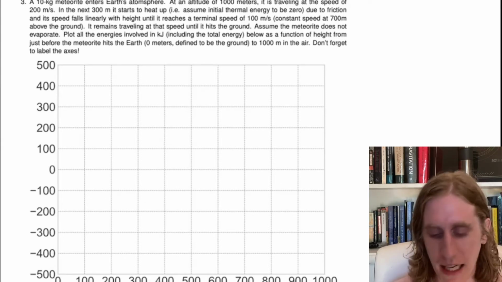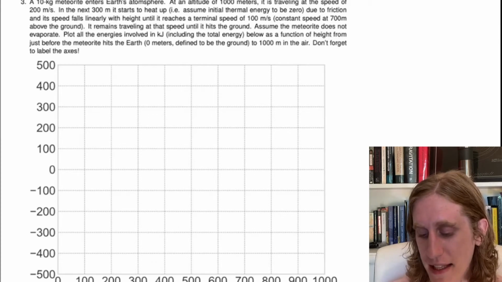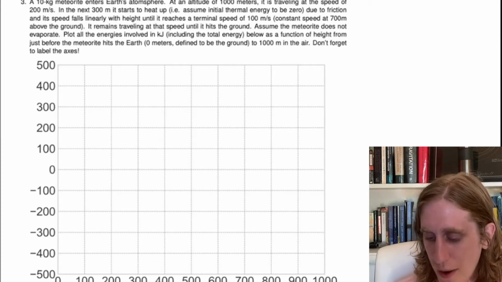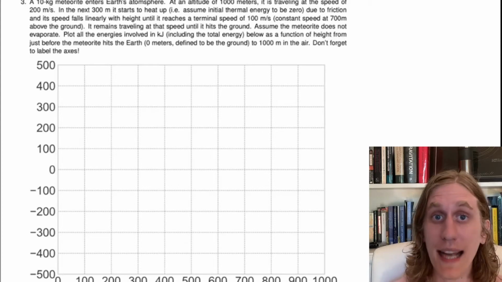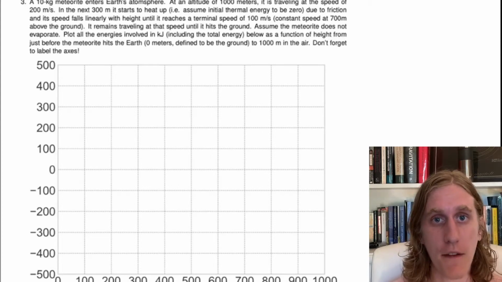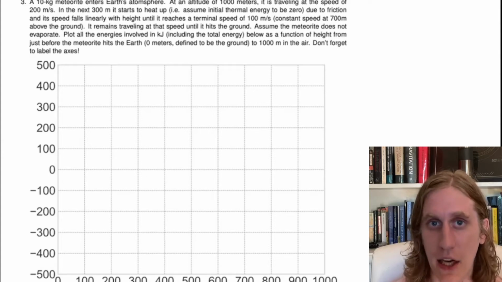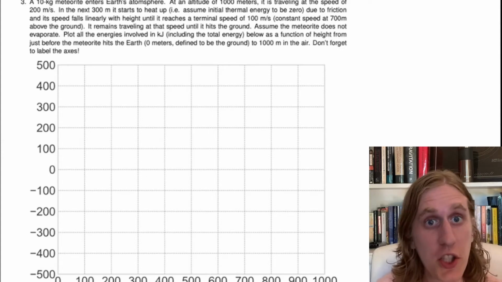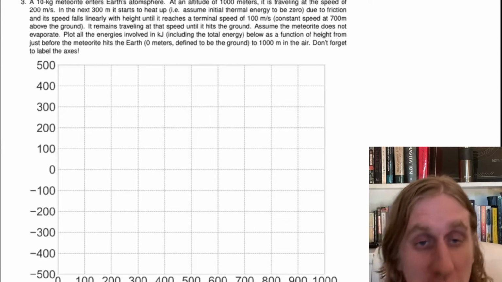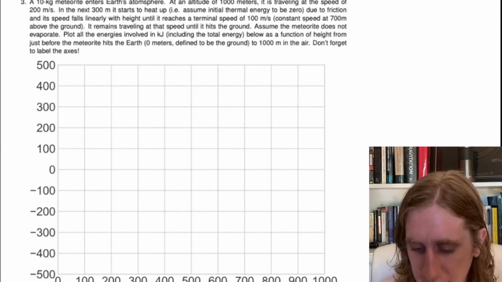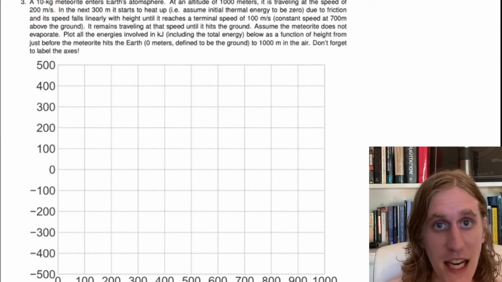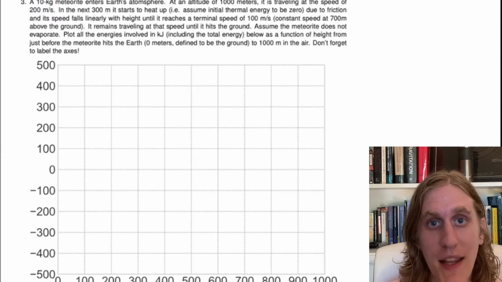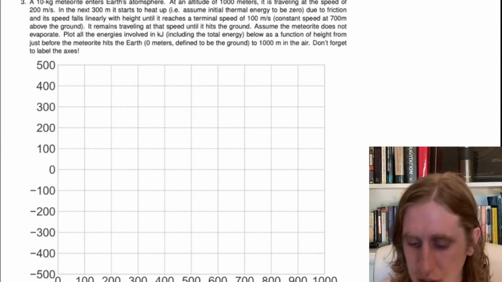Let's start at the beginning of this problem. It tells us that at an altitude of 1,000 meters, the meteorite is traveling at a speed of 200 meters per second. From this information, we can calculate actually two things. We can calculate the gravitational potential energy of the meteorite and the kinetic energy of the meteorite. So let's do that. We know the mass of the meteorite is 10 kilograms. It's given to us right at the beginning of the problem. So all that we have to do is just plug our numbers into the kinetic and potential energy equations to get an answer.